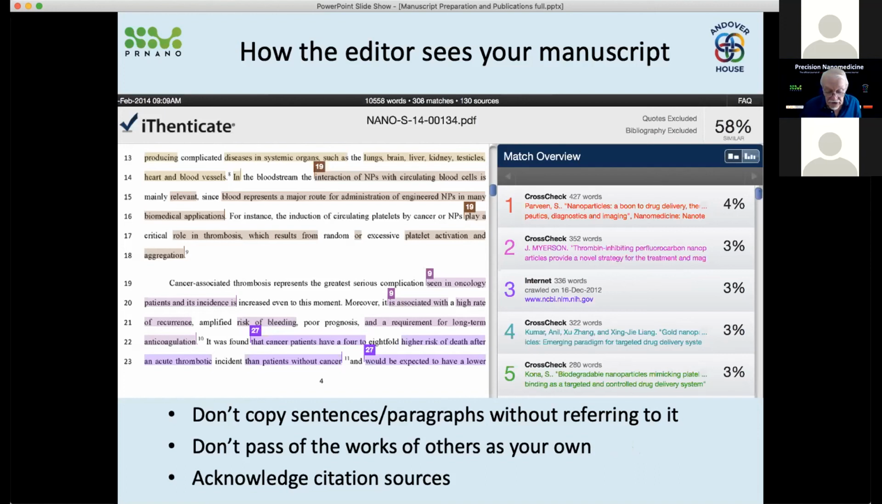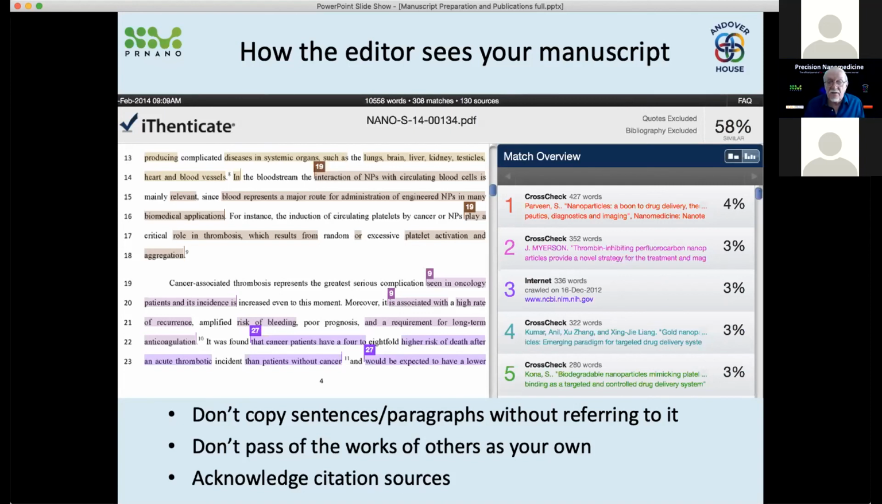It is unintentional, but when a PhD student or postdoc writes the paper, he fails to put in the quotation mark and the source. And then it goes through, and when the professor or supervisor reads it, he doesn't know. And it goes out, then someone writes to the editor: Oh, this is my paper. How come they are talking about it? This is directly taken from my part. So always acknowledge citation sources.